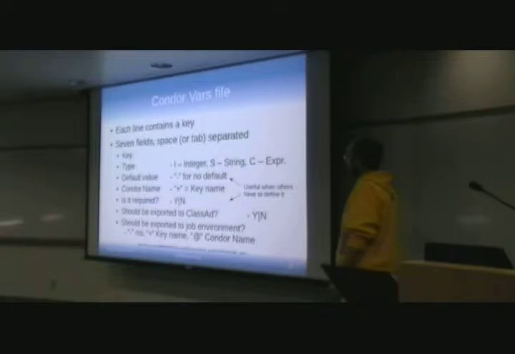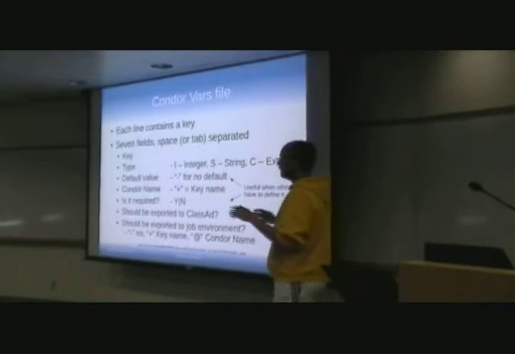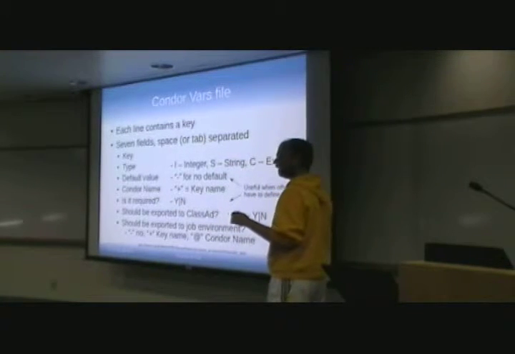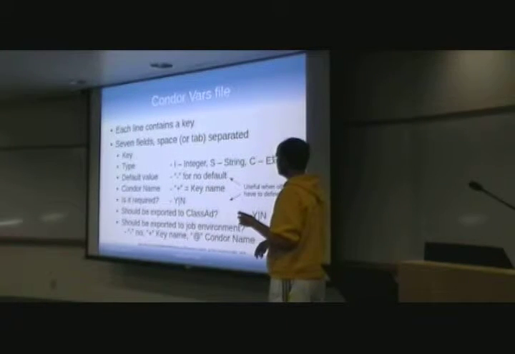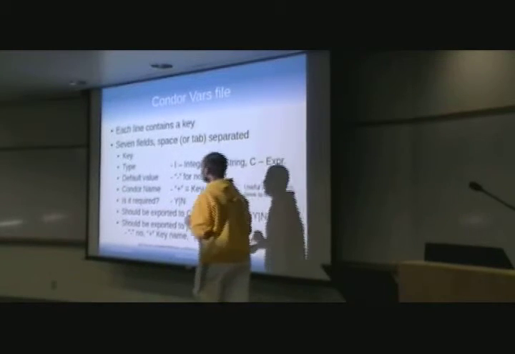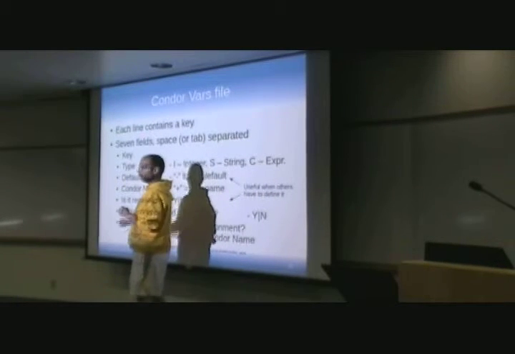So what's in the condor vars file? Again, it's similar to the dashboard file with one line per key. However, it's not a simple key value pair. It's a list of keys. It's more complicated than that. It has 7 fields. The first one is the key proper.